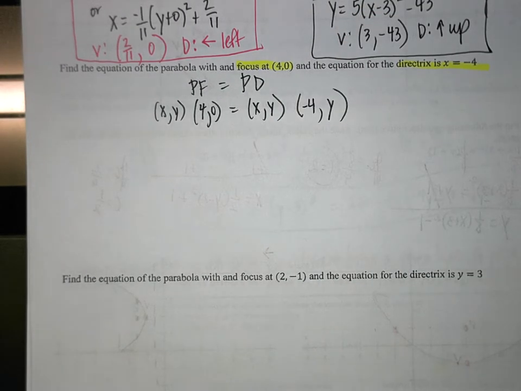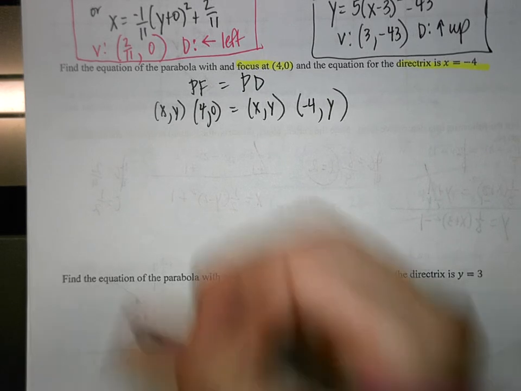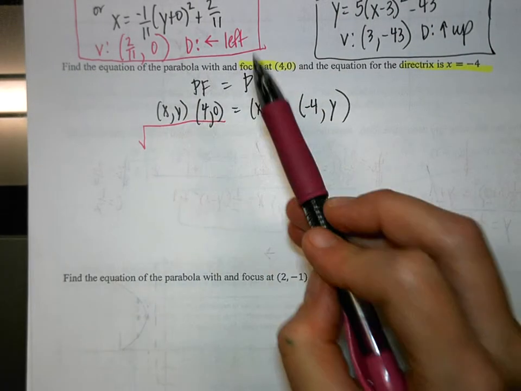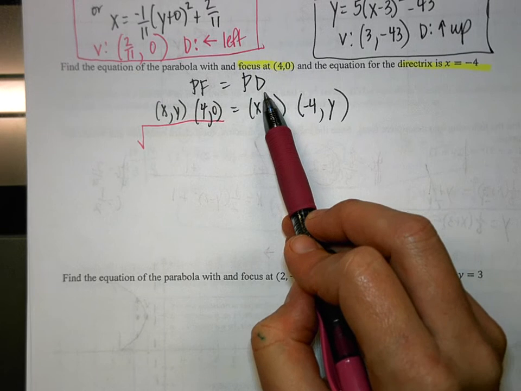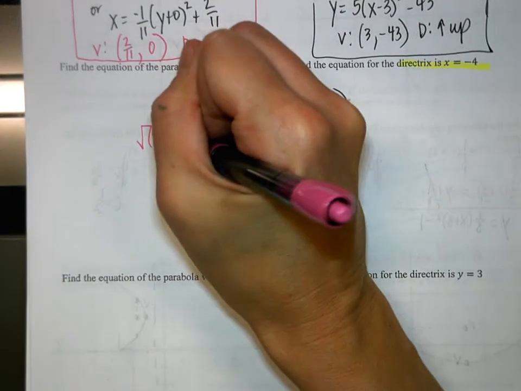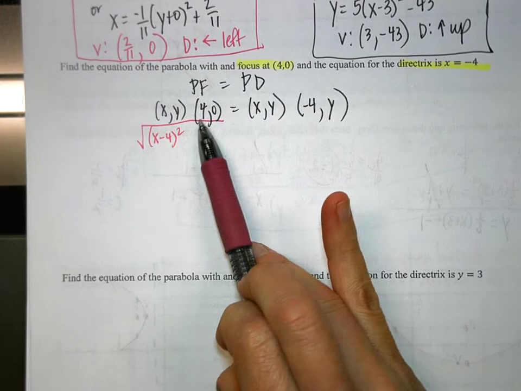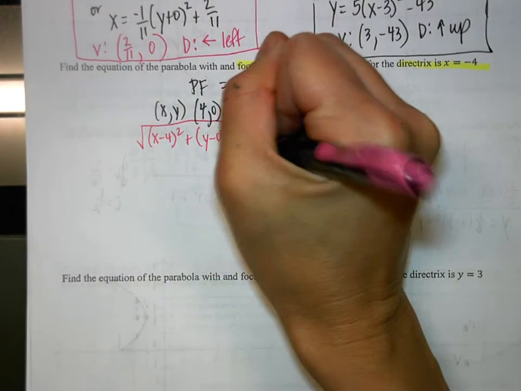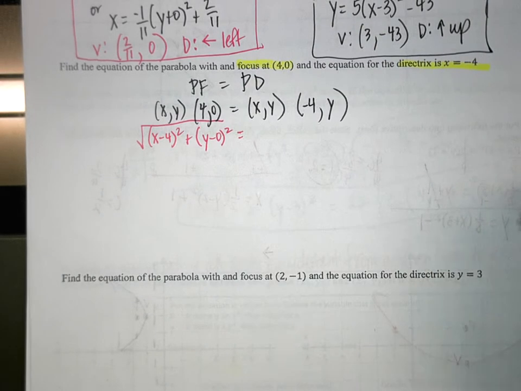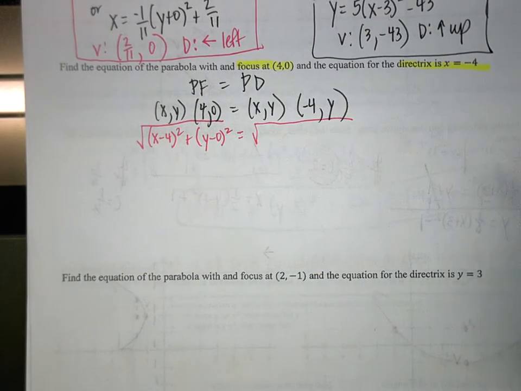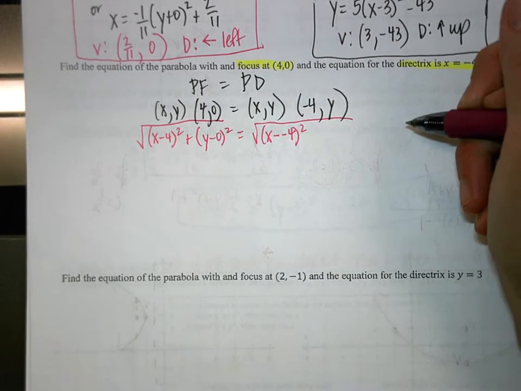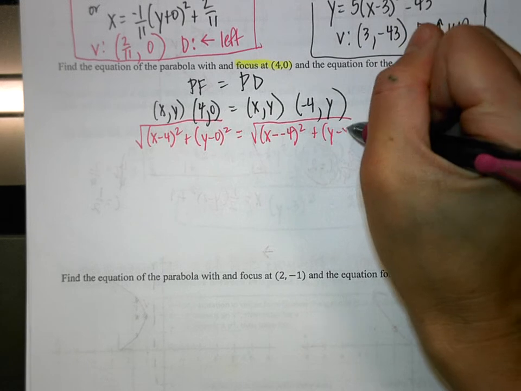Is that good so far? Okay, and then we use our distance formula, which we highlighted on that other page. And our distance formula, because it's saying the distance from the point to the focus is the same as the distance from the point to the directrix. Okay, so we have x minus 4 squared. We are subtracting the x's. Plus, we subtract the y's. y minus 0 squared. Equals. We do the same thing on the other side with our point and our directrix. So we have x minus negative 4 squared, plus y minus y squared.